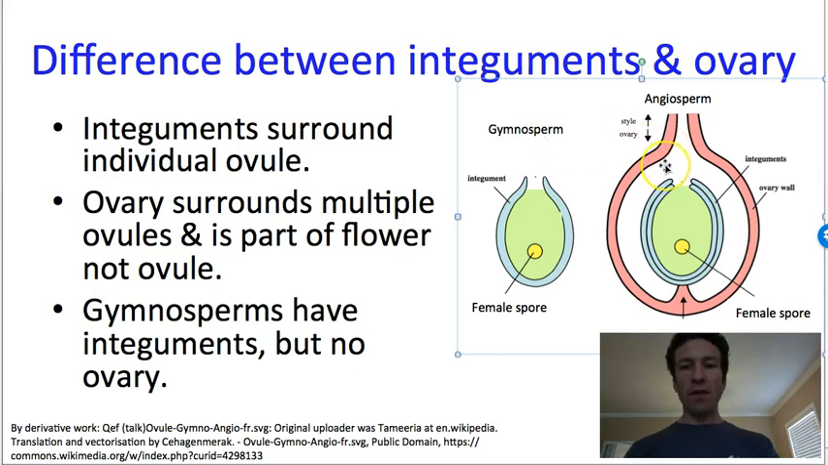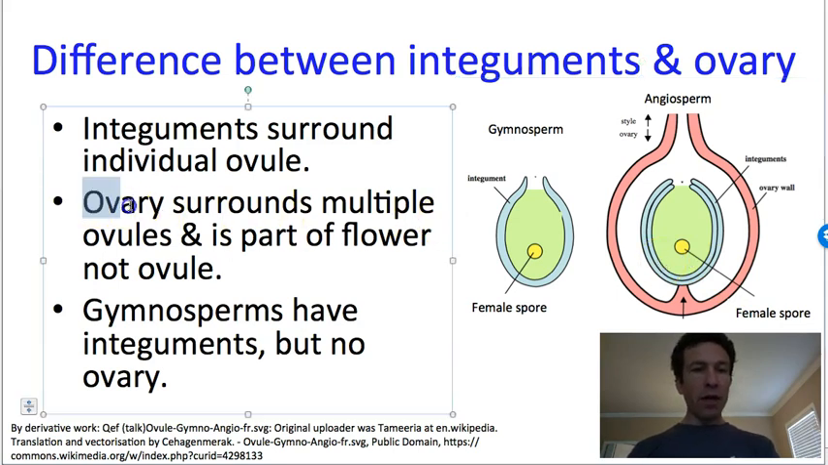In contrast, for the angiosperm over here, we still have the ovule, it still has an integument. It happens to have two now instead of one. But what I want you to focus on is that this ovule is sitting inside the ovary wall, and the ovary wall is providing a second layer of protection. In this diagram, there's only one ovule, and that's just to make the diagram easier to draw.